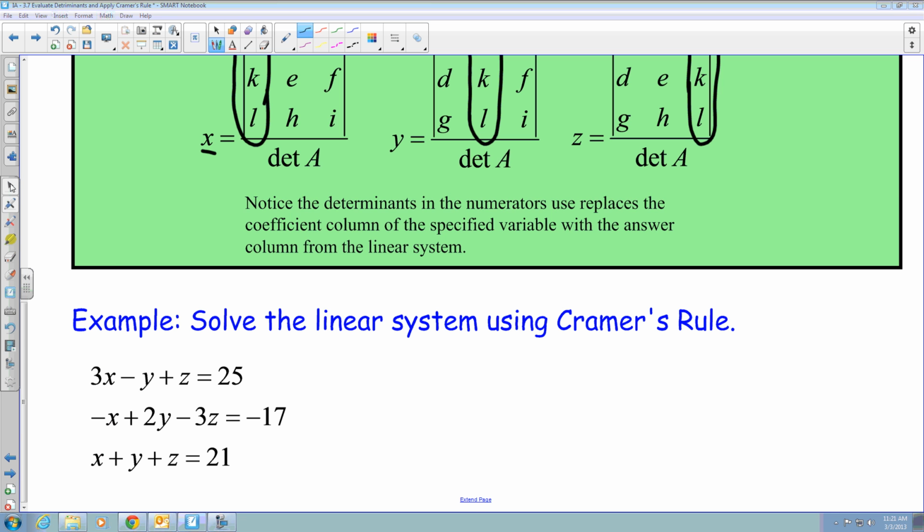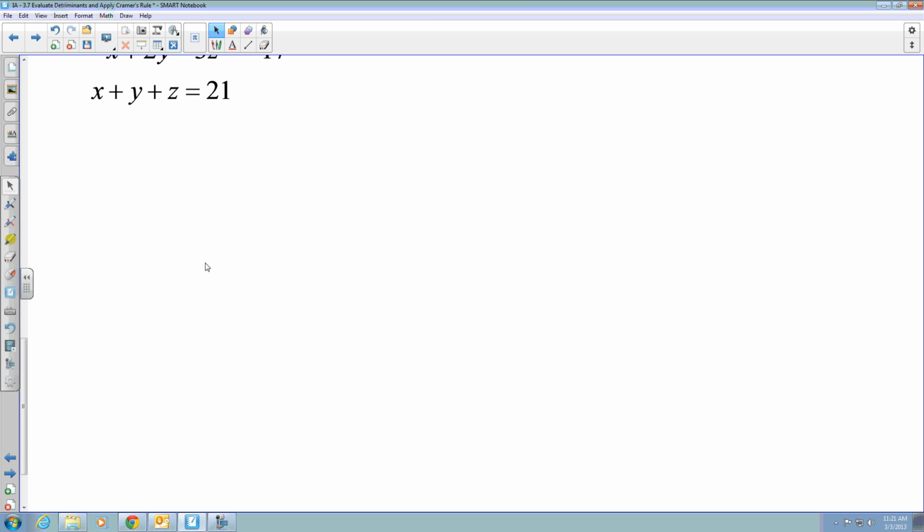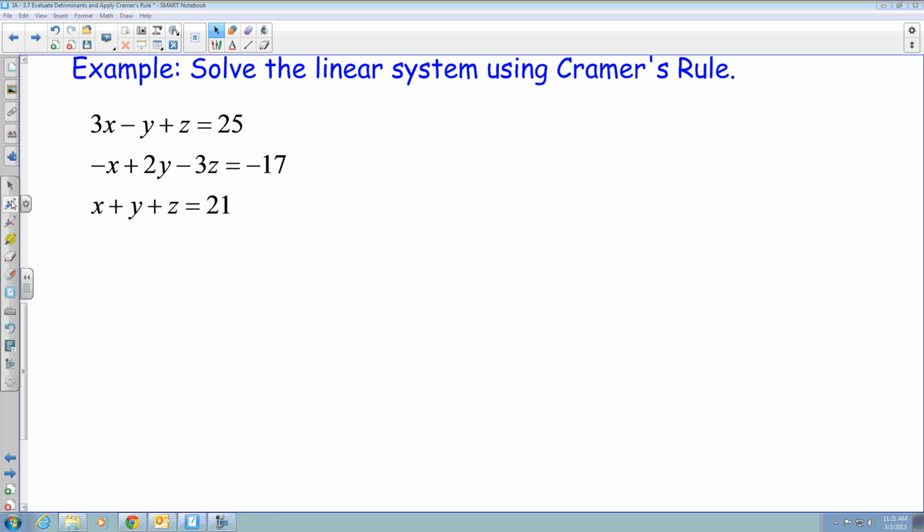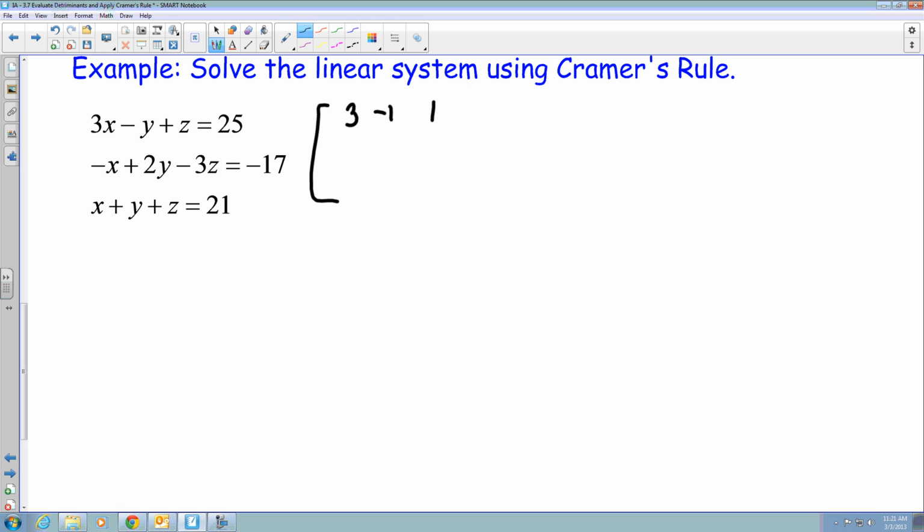So when I have this example here, they want me to solve the linear equations using Cramer's rule. So the first thing you have to do is find the determinant of the matrix of our coefficients. So the matrix looks like this. It would be written as 3, -1, 1, -1, 2, -3, and then 1, 1, 1. So that would be our coefficient matrix for this particular example.